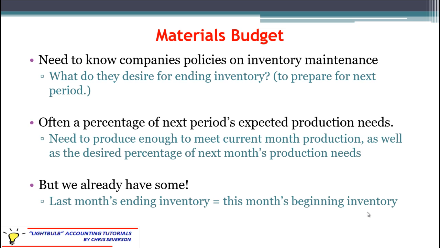Remember, just like with the production budget, yes, we calculated ending inventory, but that same ending inventory number rolls forward to become the next month's beginning inventory. So that's how we get that number. We don't need to separately calculate beginning inventory, although we usually can by taking the current month's production needs and multiplying it by whatever percentage we expected to have at the end of last month. We'll see that in the example in just a bit.